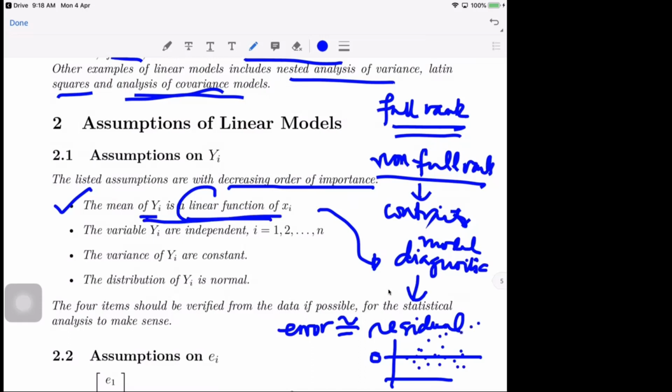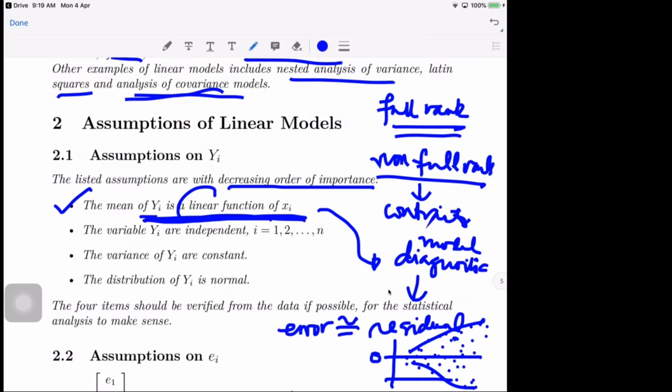Sometimes in your undergrad, you discussed that if the residual follows a funnel-type behavior, then it means that the assumption of linearity of y to x is violated. So that is equivalent. When we say the mean of y is a linear function of x, it's just the same as saying that the residual or the error term is not following any pattern, or it's just constant.